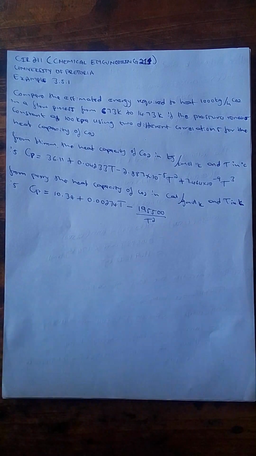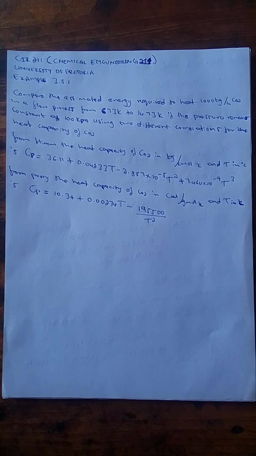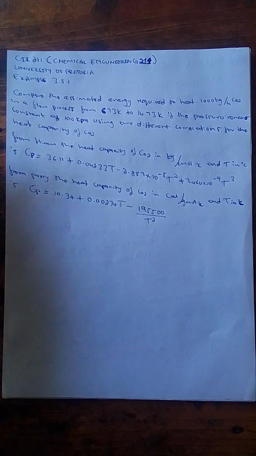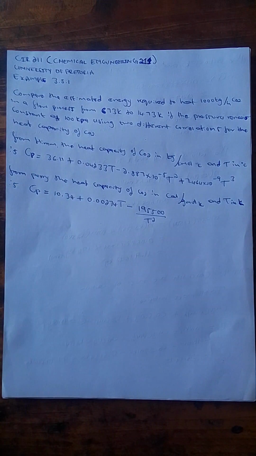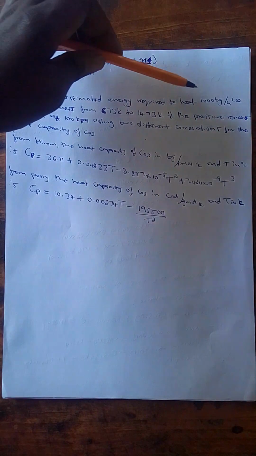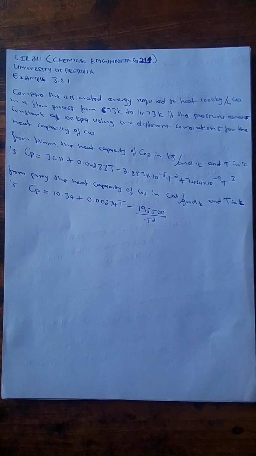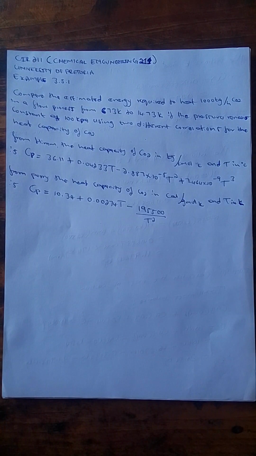Says from Perry, the heat capacity of CO2 in calorie per gram mole Kelvin and T in Kelvin is Cp is equal to 10.34 plus 0.00274 T minus 195500 over T squared. So basically what they are saying here is that we're going to calculate the change in energy of heating 1000 kilograms per hour of CO2 using two heat capacity equations.